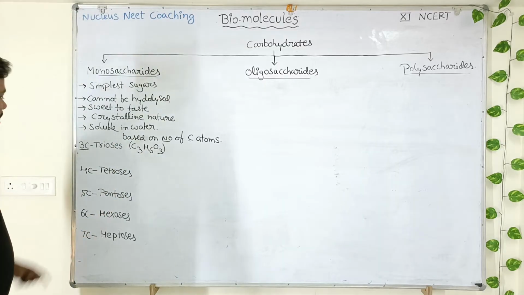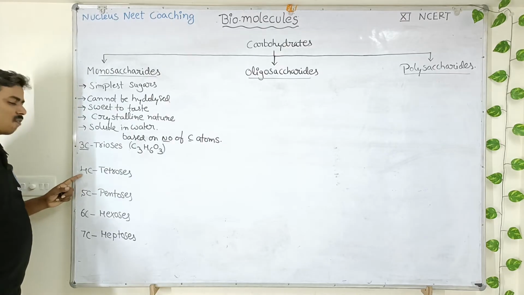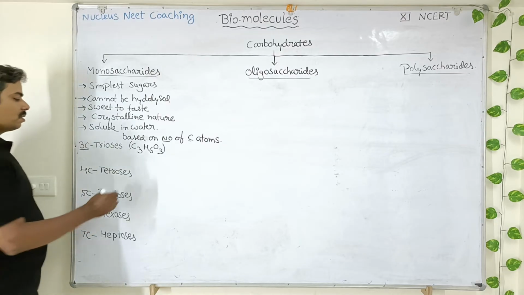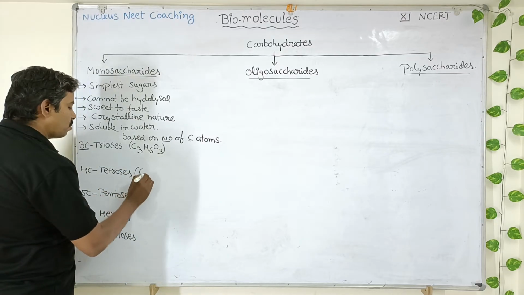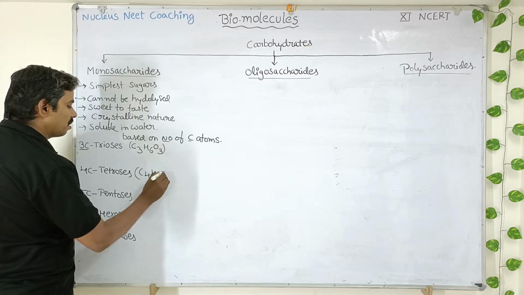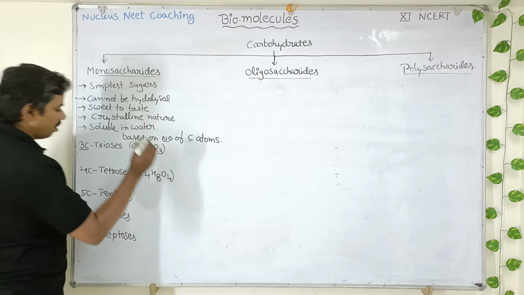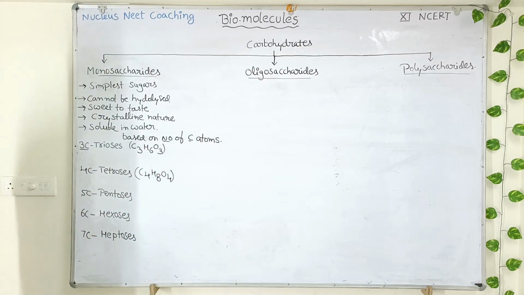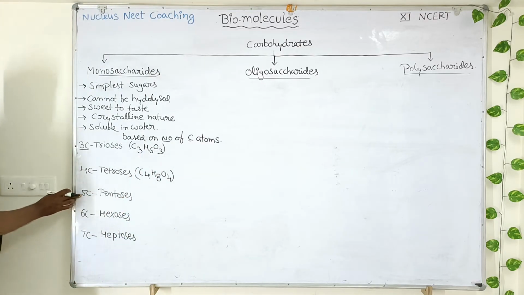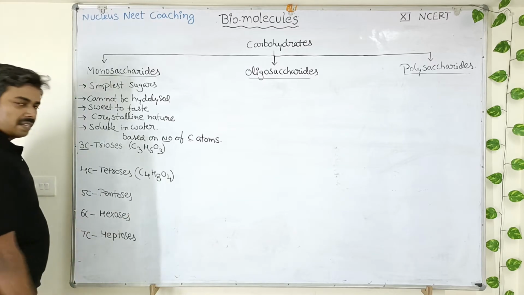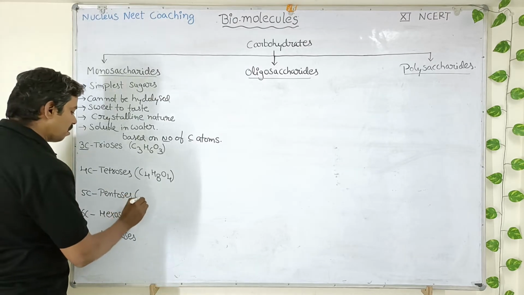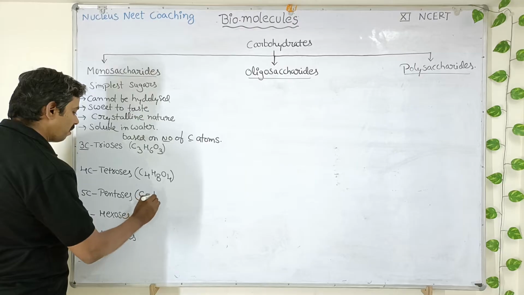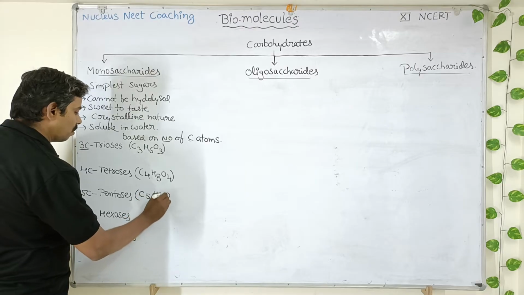Next is tetroses. Tetroses have 4 carbons. Tetroses will have the general formula C4H8O4. These are tetroses. The 5 carbon monosaccharides are called pentoses. Pentoses have the general formula C5H10O5.